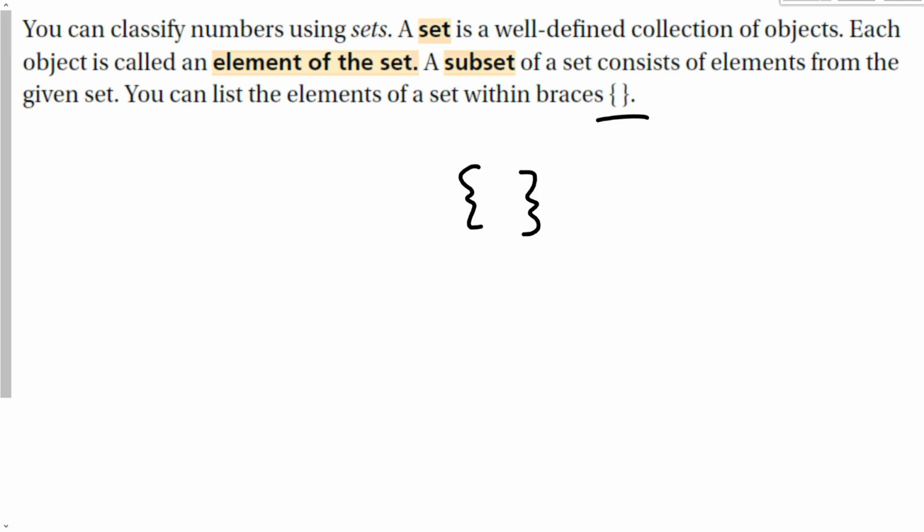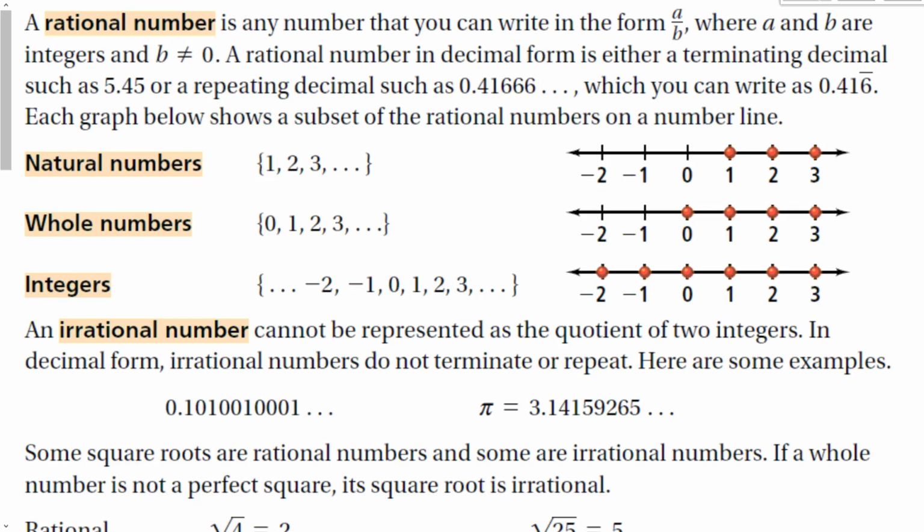Now, within our number system, there are a few different sets that we can classify numbers into. The first is a rational number. A rational number is any number that we can write in the form a over b as a fraction, where a and b are integers and b is not equal to 0, because if we put a 0 on the bottom of anything, it is not defined. So as long as a is an integer and b is an integer and we can write this as a fraction, it's a rational number.